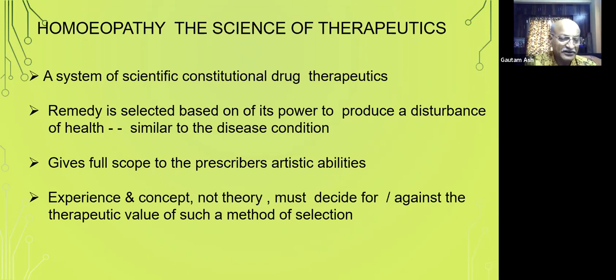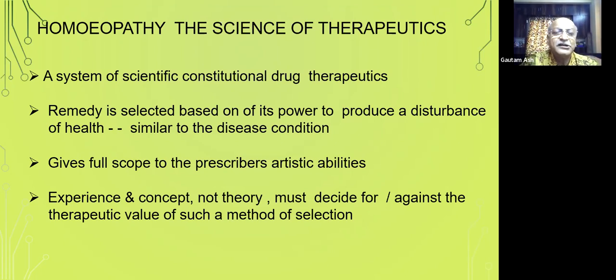This is very important. We learn from experience. That is why in homeopathy we say that it is clinical oriented, patient oriented. By proving we get this. That is why this statement is given: experience and concepts, not theory, must decide for and against the therapeutic value of such a method of selection. So selection has to be based on philosophy, which is prescribed in the Organon of Medicine.